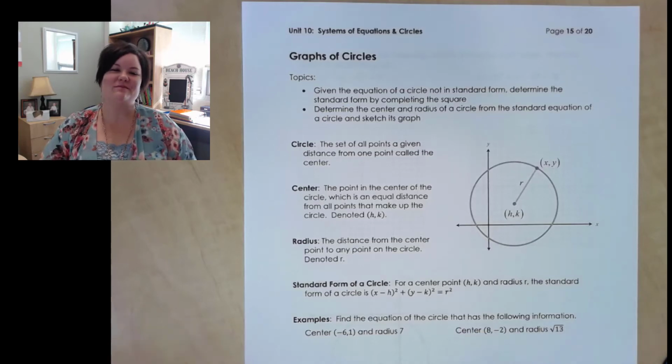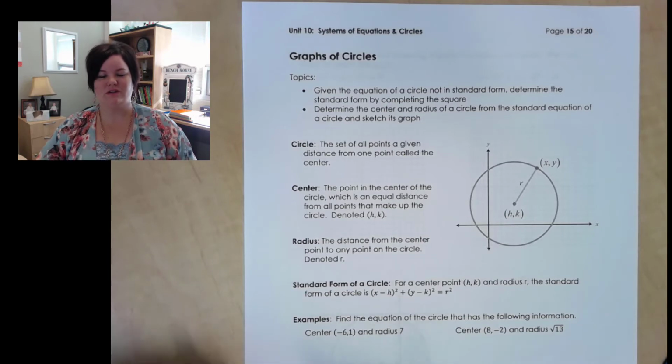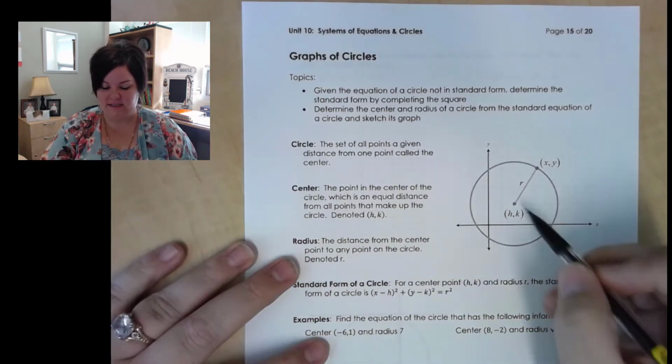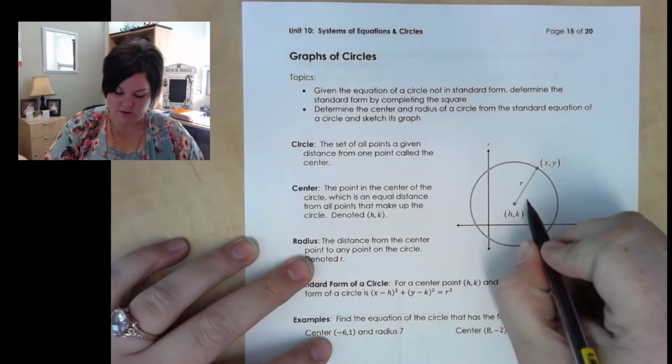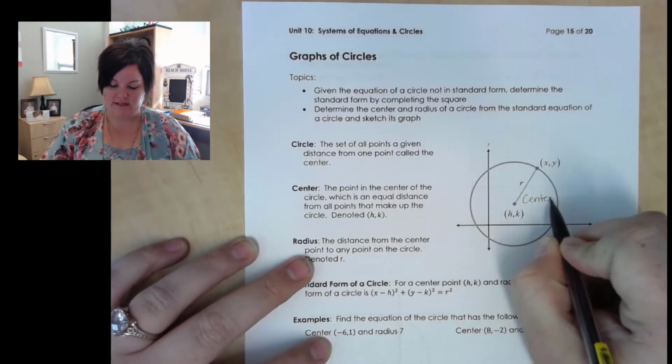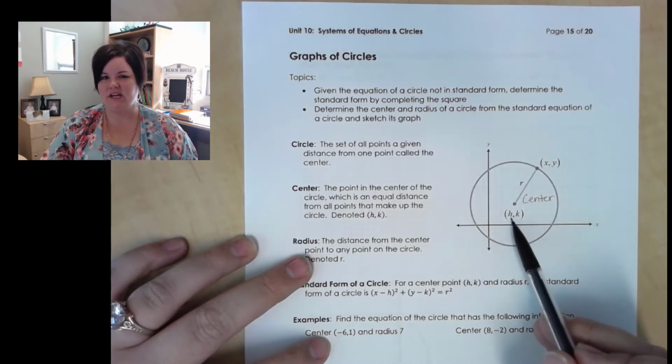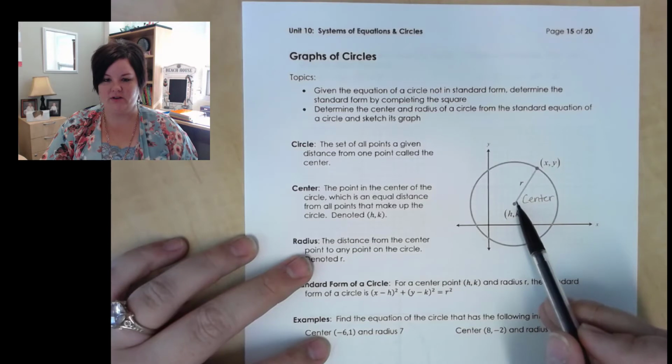All right, so we're going to go ahead and move on to graphs of circles. When we talk about circles, there are two really important things that we need to know, and that is the center point. We call this the center, and the center is always denoted with (h, k). So anytime you see (h, k), we're referring to the center point of a circle.